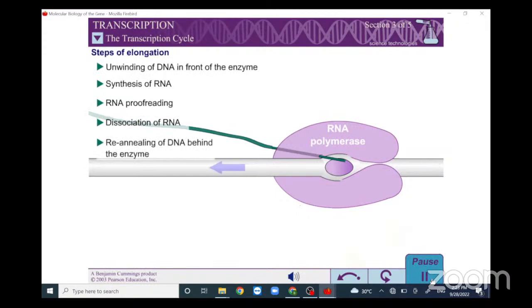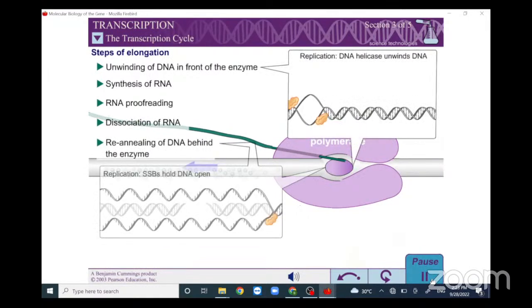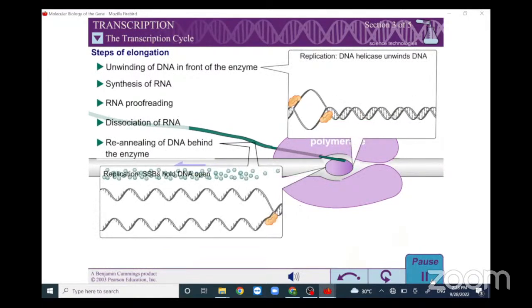Just as in the replication phase we saw DNA helicase, in the same way the DNA unwinds, and we take only one strand as the template. Next, what happens? You have your synthesis of RNA. Then you have RNA proofreading. Then after proofreading, that RNA has to come out. That is dissociation of RNA.